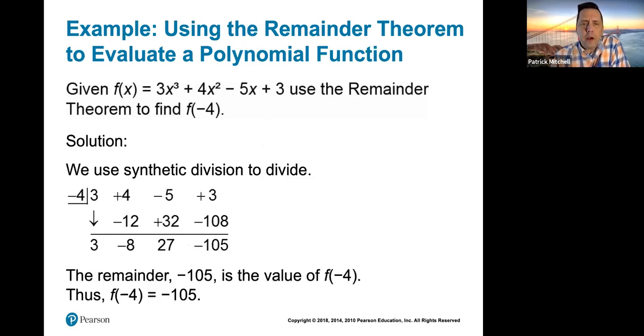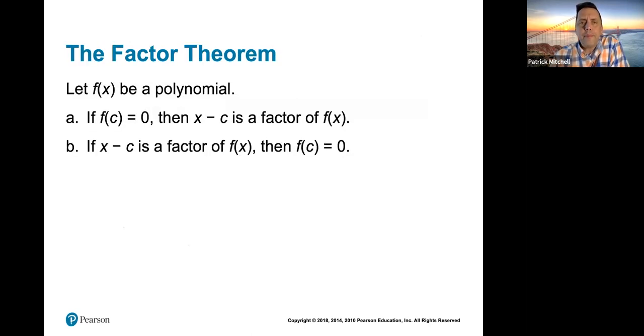All right, so that remainder, negative 105, is the value of f of negative 4. All right, and we have one last thing to look at in this section.